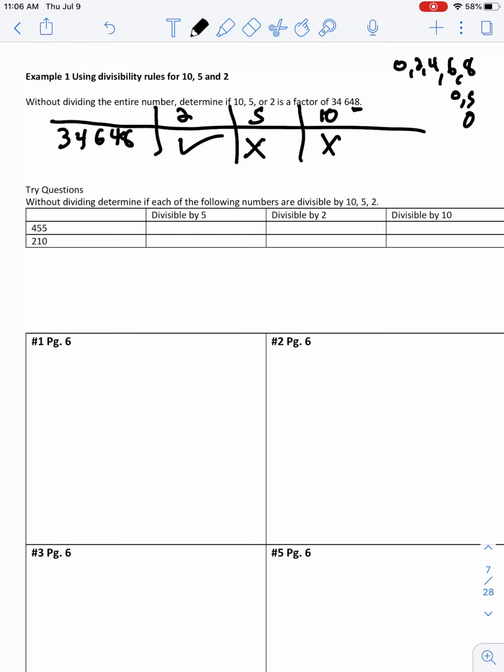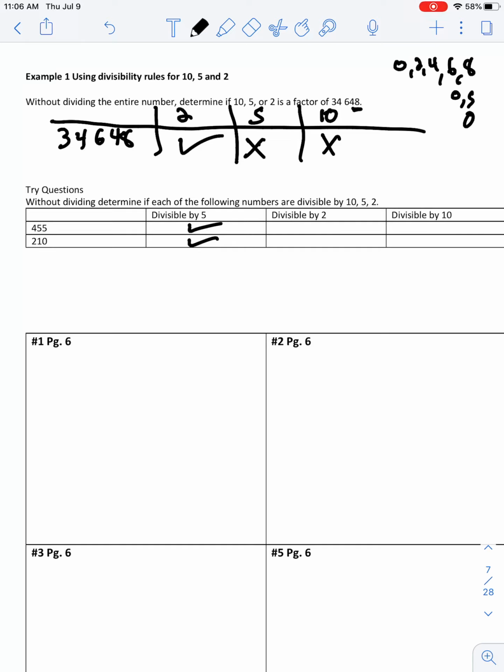Okay, so you just tried those try questions. Hopefully you were successful. Check your answers as I go through it and see if you are correct. It is only divisible by 5 if it ends in 5 or 0. Well, 455 ends in 5, so it's divisible by 5. 210 ends in 0, so it's divisible by 5.